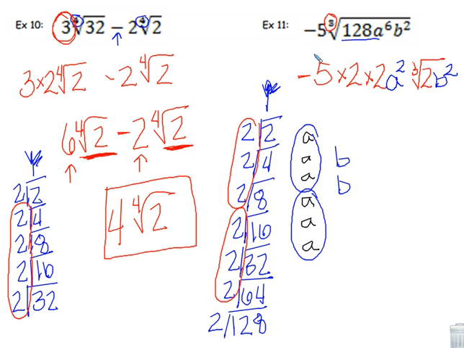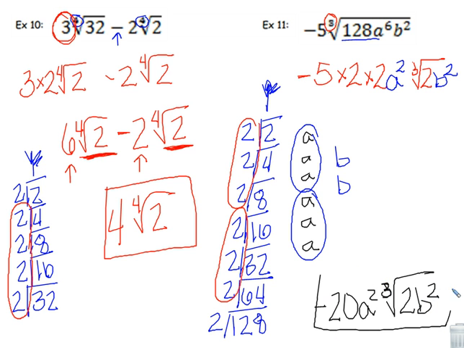So let's start to simplify this. -5 times 2 would give me -10, and if I multiply by 2 again, that would give me -20. I still have the A squared out front, and my leftover radical, I have the cubed root of 2b squared. So there's 2b squared. 2b or not 2b. All right, so there's number 11.